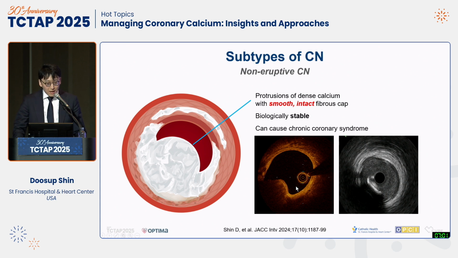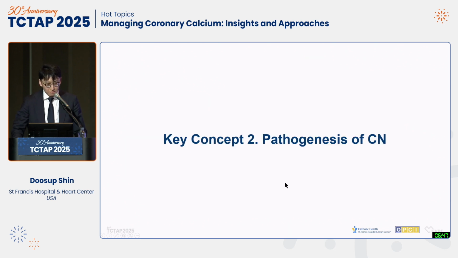Whereas non-eruptive calcified nodule is a protrusion of the calcium with a smooth, intact fibrous cap. So you see this smooth surface. It's biologically stable compared with the eruptive calcified nodule, and it usually causes chronic coronary syndrome instead of acute coronary syndrome.